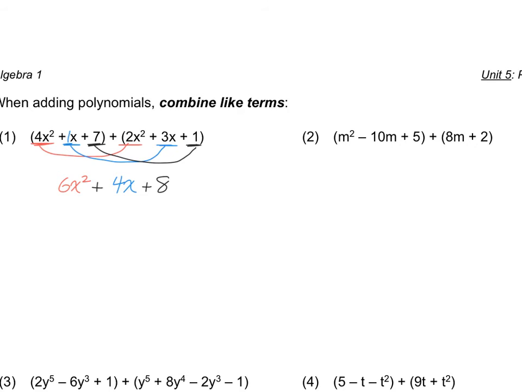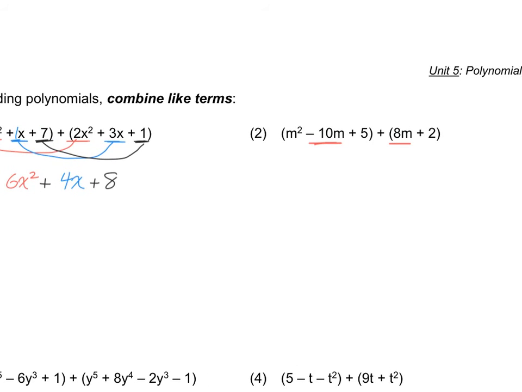All right, sometimes our terms don't match up from parts of a sum. So here I have an m squared, but no other m squared to combine it with. So I'm not going to worry about that. But I do have some other like terms. So nothing to combine with the m squared, so that'll be part of my answer. Negative 10m plus 8m would give me what? Negative 2m. And 5 plus 2 is 7.